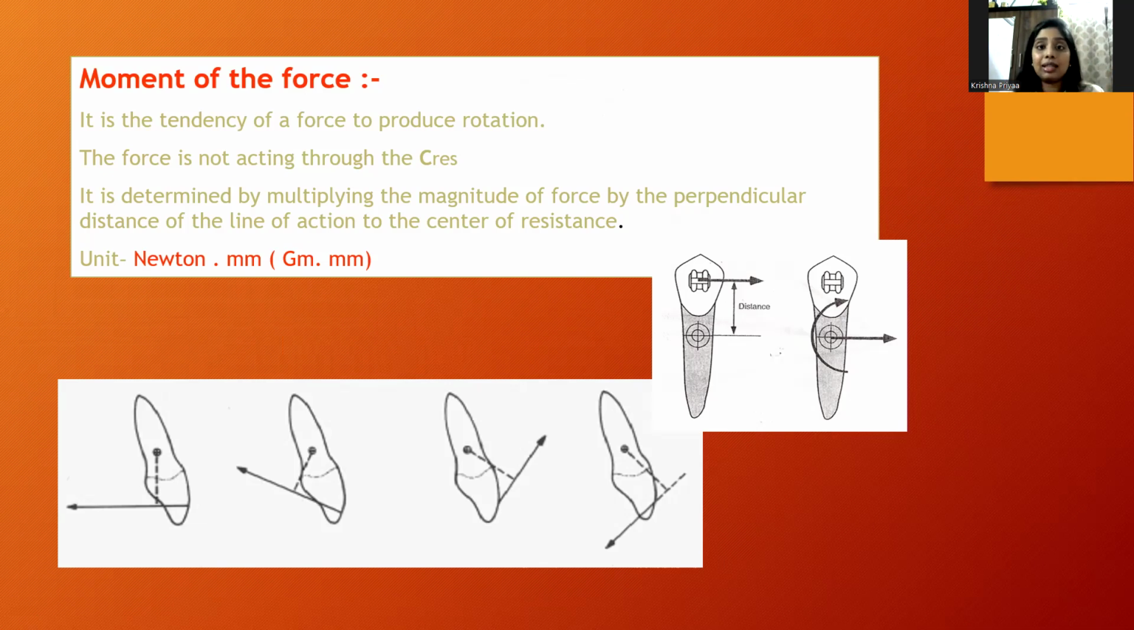How do we calculate it? What is the magnitude of it? So already we know this is the bracket and this is the distance between the bracket, that is the point of force application, and the center of resistance, right? So now we know the distance of it, and now we know what is the force we are applying on it, and thereby the multiplication gives us the moment of force. Basically, Newton is the force value and mm is the distance.